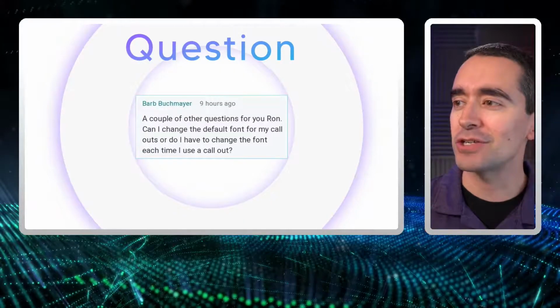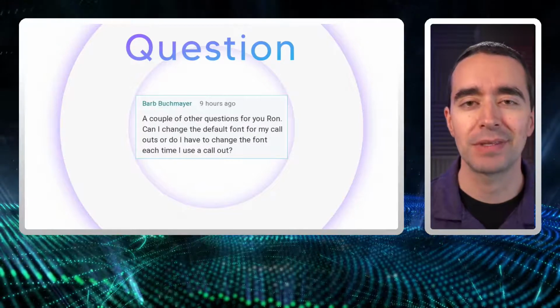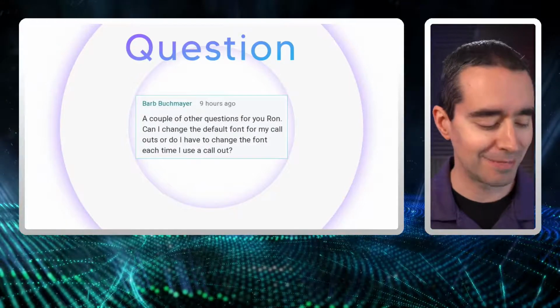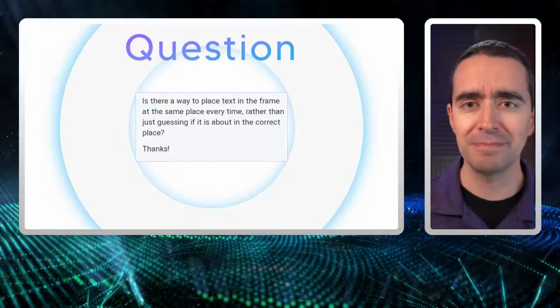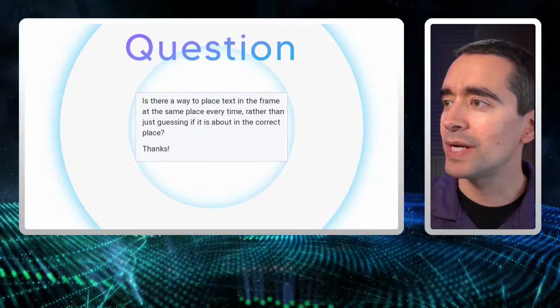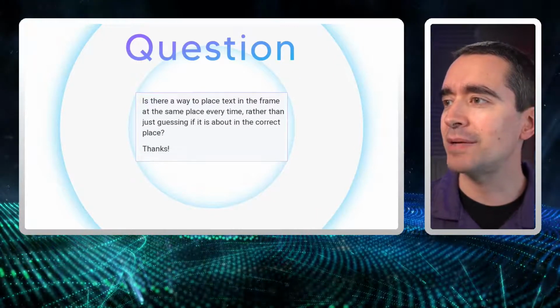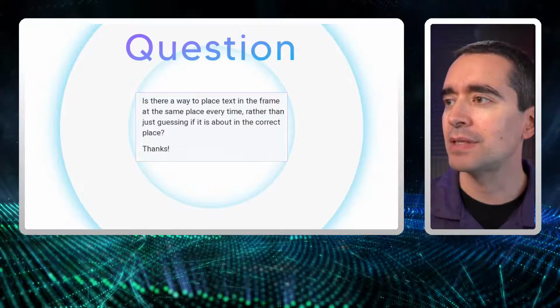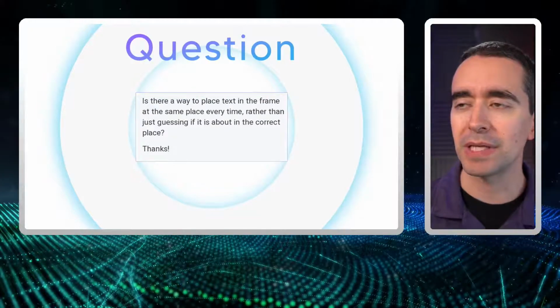So that is question number 1. How do you save it? The best way is set a user preset. The second question of the day is, is there a way to place my text in frame at the same place every time, other than just guessing it's in the correct place?